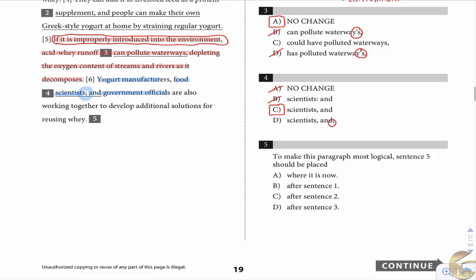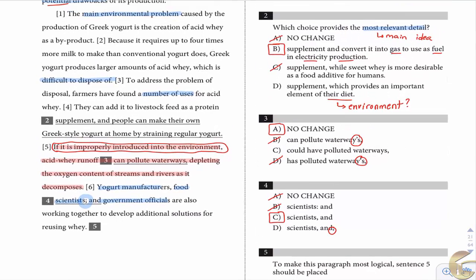So we're going to say after sentence 2. So in this case, sentence 2 starts here. It says, because it requires up to 4 times more milk to make than conventional yogurt does, Greek yogurt produces larger amounts of acid whey, which is difficult to dispose of. So they've introduced acid whey and the issues potentially with disposal, which is again what we should be looking for. Then we have sentence 5. If it is improperly introduced into the environment, acid whey runoff can pollute waterways. See, it goes off of that sentence, depleting the oxygen content of streams and rivers as it decomposes.